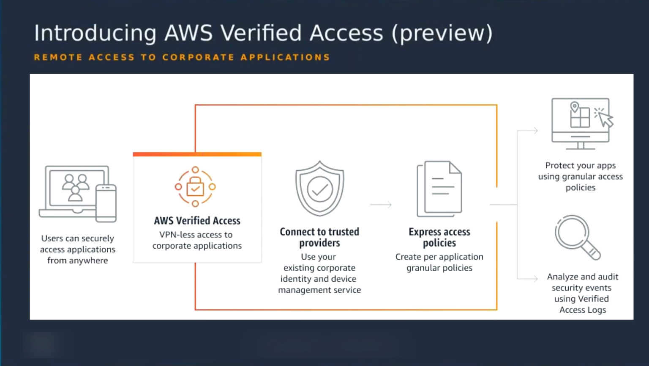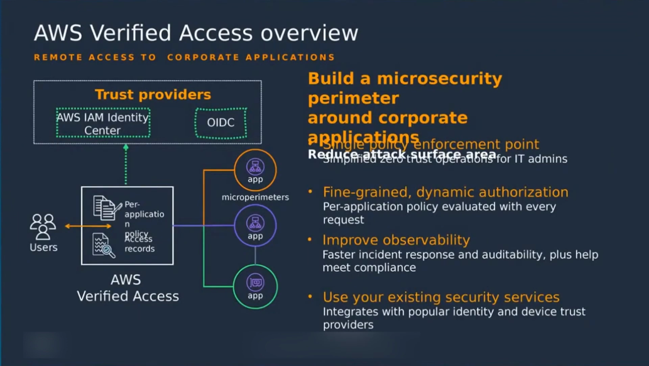This service allows you to provide secure access to corporate applications without using a VPN. Built using AWS Zero Trust guiding principles, Verified Access helps you implement a work-from-anywhere model in a secure and scalable manner. With Verified Access, you can quickly enable applications for secure remote access by creating a set of detailed policies that define the conditions under which a user can access the application.